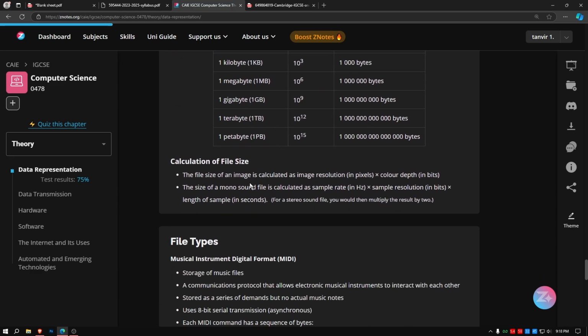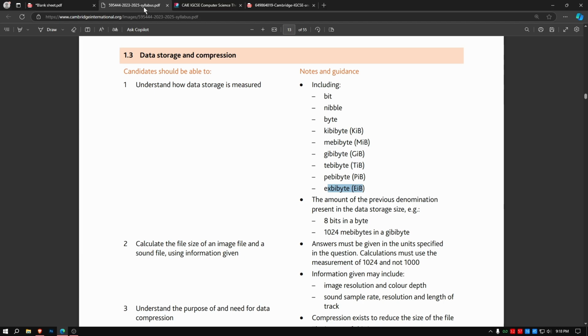Now, file calculation. File calculation is a wrong word. You only need to calculate the size of a photo or an image, so an image file, not any file. The file size of an image is calculated as image resolution in pixels times color depth. Calculate the file size of an image file and the sound file, so the sound file is also included, using the given information. Calculations must use the measurement of 1024 and not 1000.